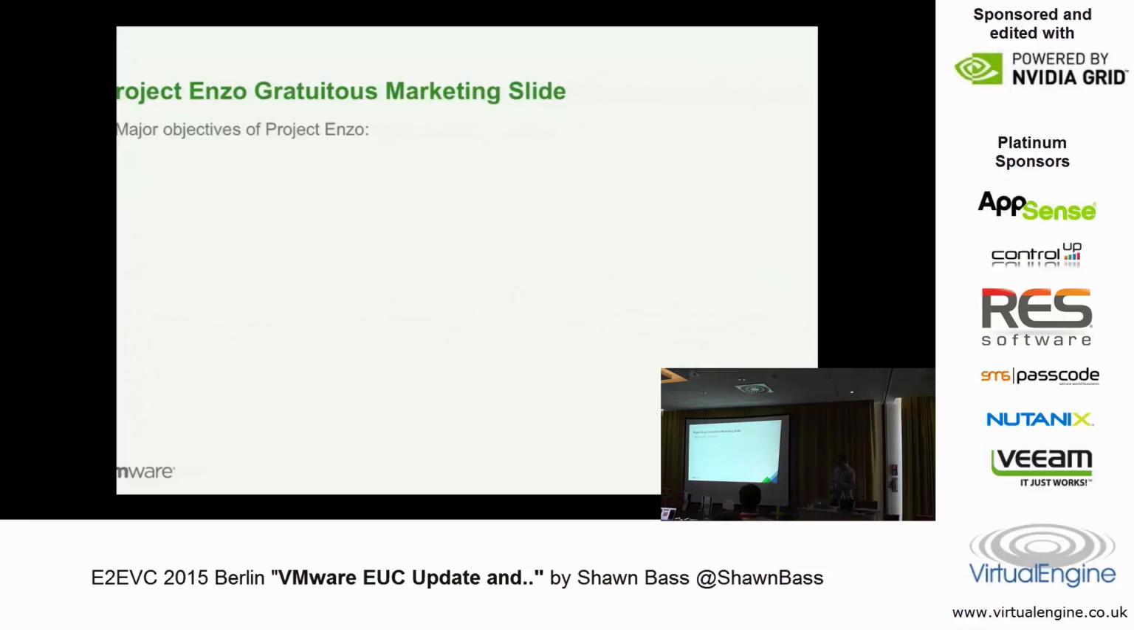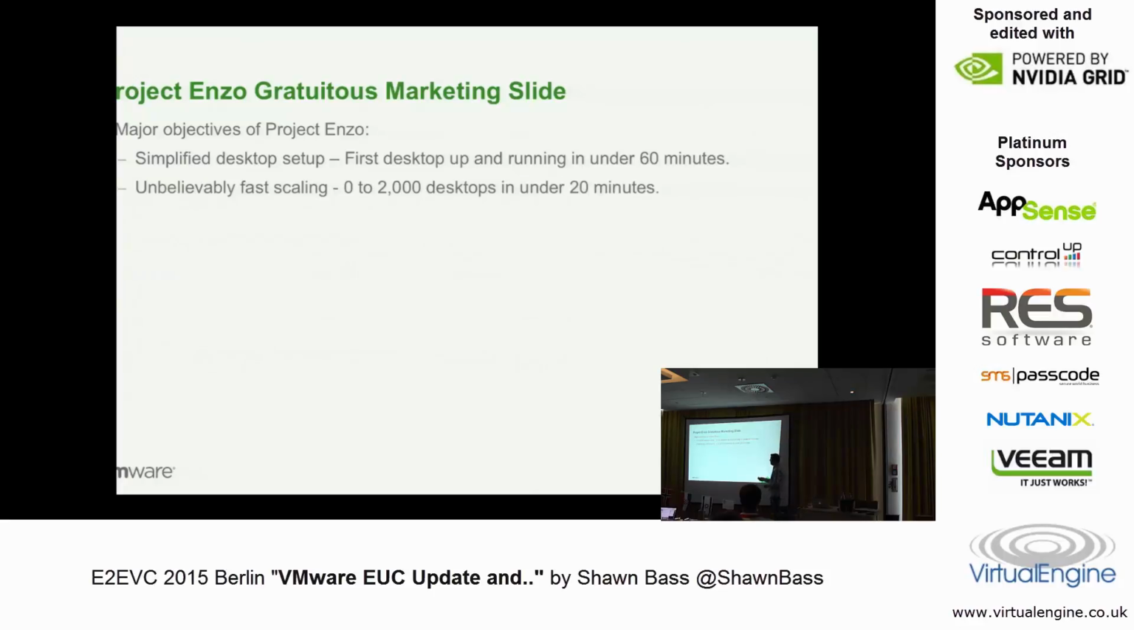So the major objectives of Project Enzo are simplified desktop setup. Your first virtual desktop should be up and running in under 60 minutes. That sounds pretty simple, and makes a lot of sense. We all know VDI architecture can be challenging to implement, so if you can make it 60 minutes or less, that seems like a good idea. The second thing is unbelievably fast scaling: 0 to 2,000 desktops in under 20 minutes.